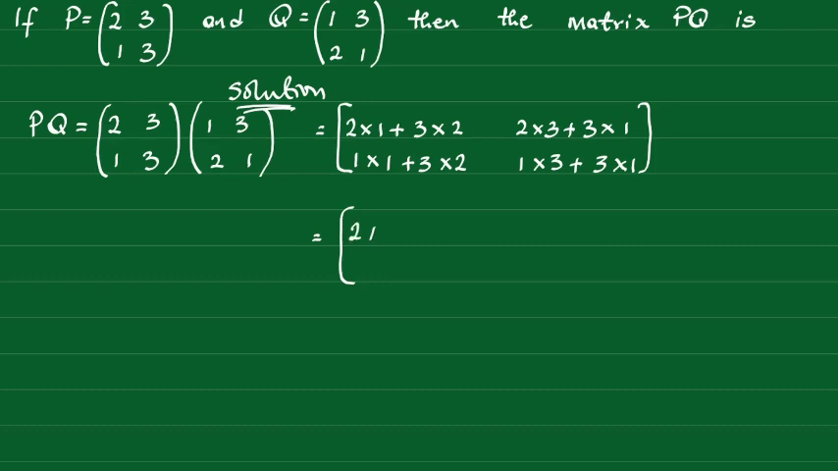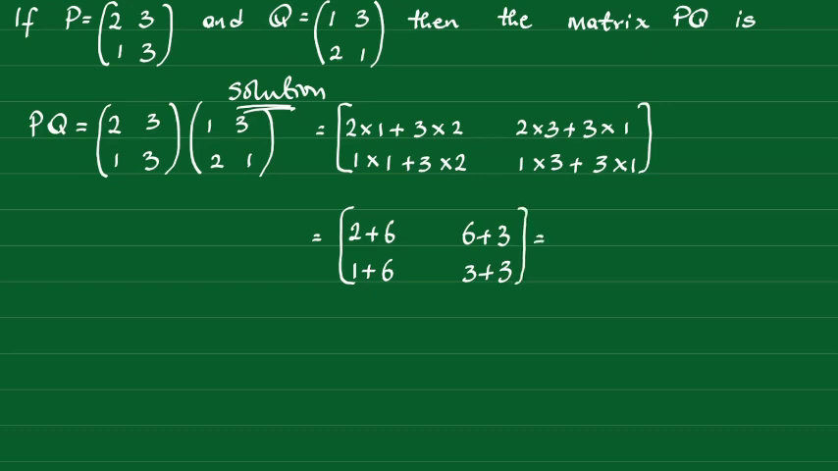Now all this is equal to bracket open, 2 times 1, we have 2, plus 3 times 2 gives us 6. Next we have 2 times 3 gives us 6 plus 3 times 1 gives us 3. 1 times 1 we have 1 plus 3 times 2 we have 6. And 1 times 3 we have 3 plus 3 times 1 we have 3.